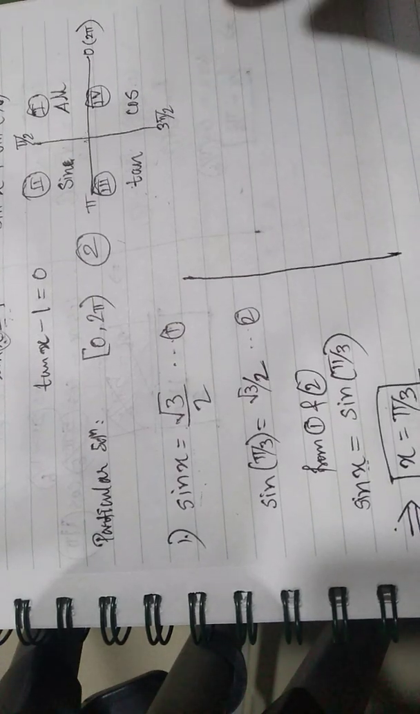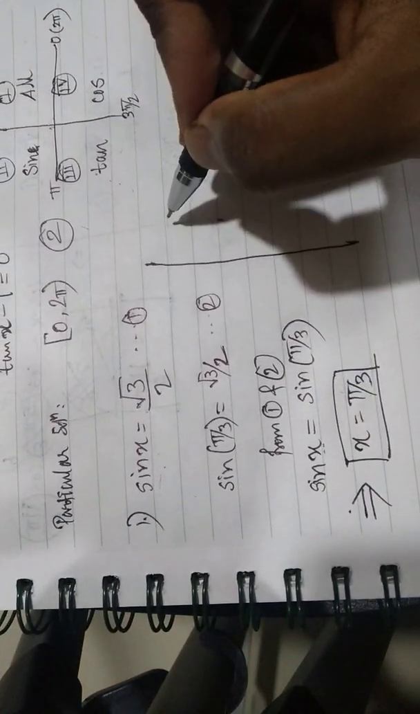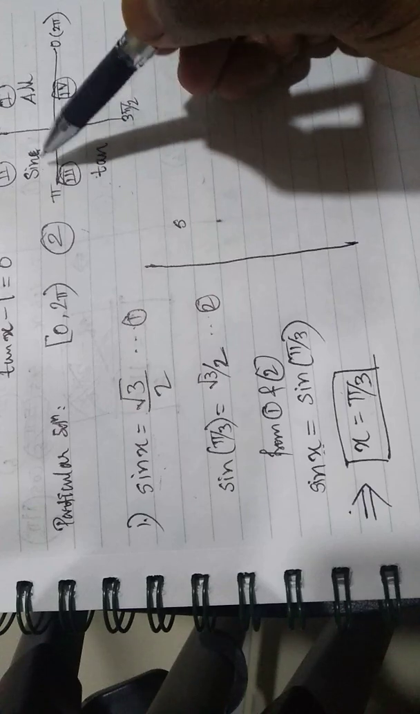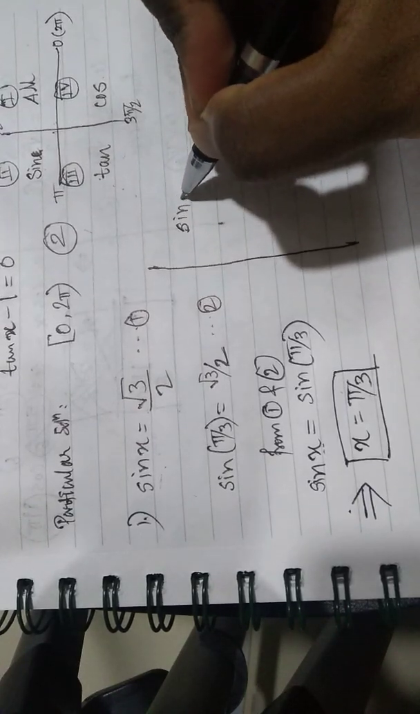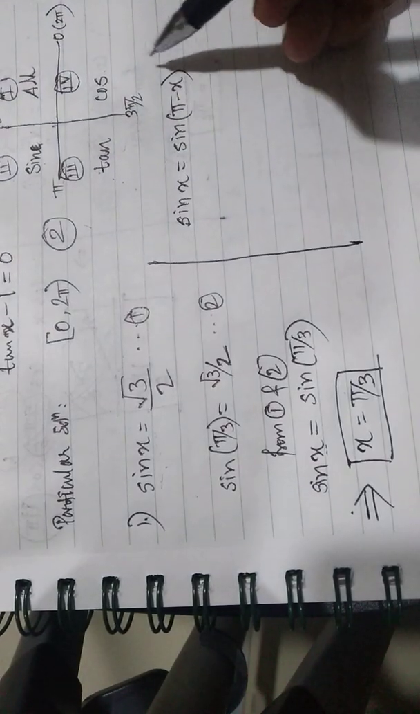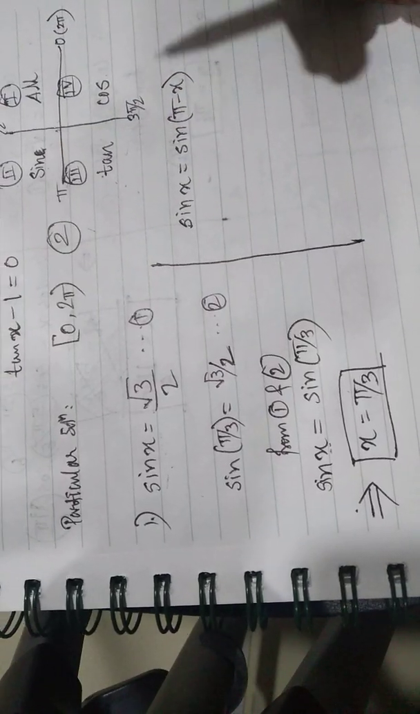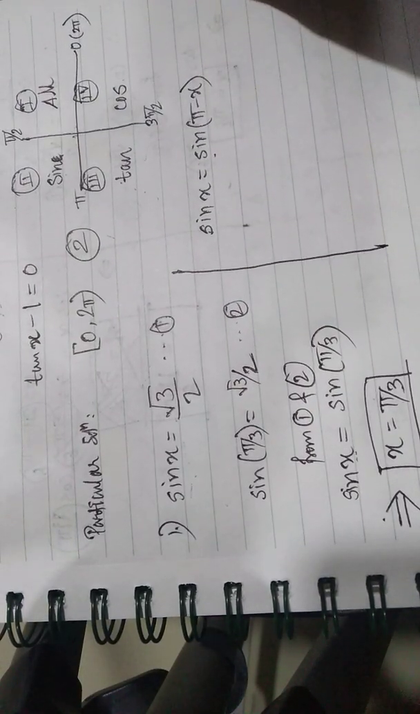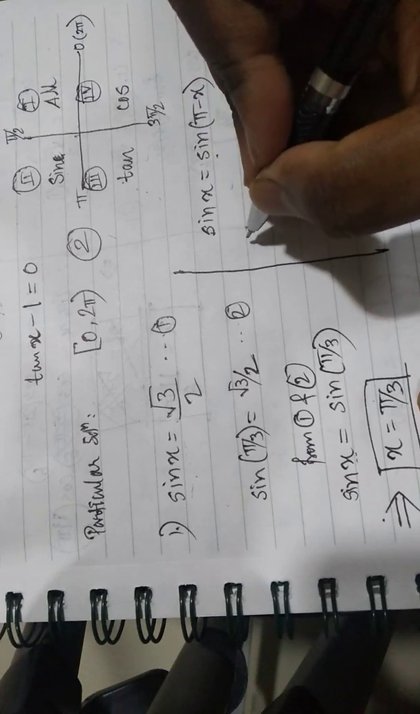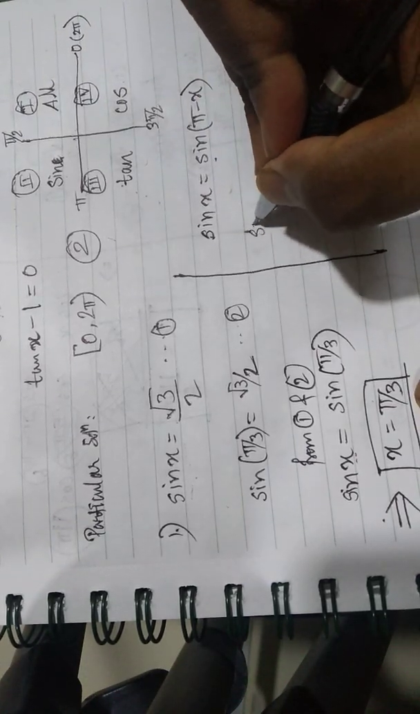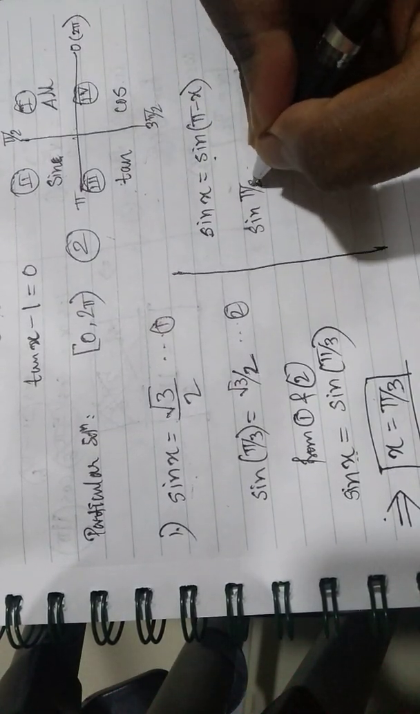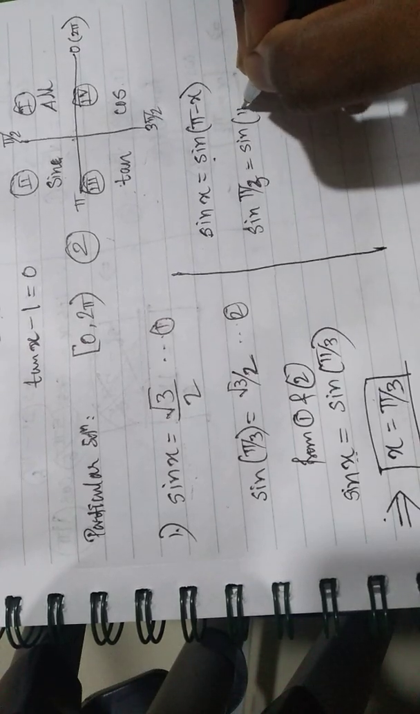So now how do we find the second angle? As I said, sin x is positive in the second quadrant, which means the angle in the second quadrant is going to be pi minus the angle. So here sin x is going to be sin of pi minus x. Pi minus x is an angle in the second quadrant, and its sine ratio is going to be positive. Now, what is the x value that we've got? Pi by 3. Let's substitute it here. Since x is equal to pi by 3, we'll write sine pi by 3 will be equal to sine of pi minus pi by 3.